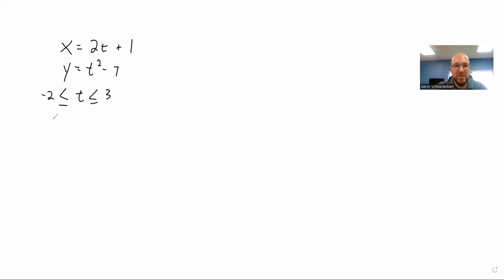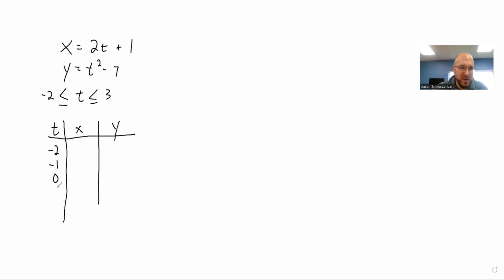T is my independent variable, but it's not going to show up on my graph. So I'm going to end up graphing x versus y, and I'm going to make here a t, x, y table. I'm going to pick all my t's. I'm just going to go by whole numbers or integers here between -2 and 3 because that's my boundaries on t. I will plug them in, get -3, -1, 1, 3, 5, and 7.